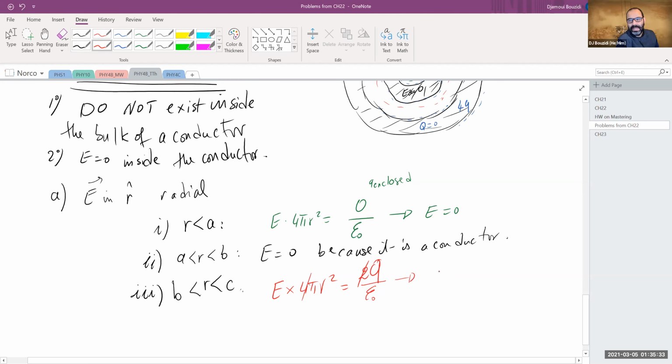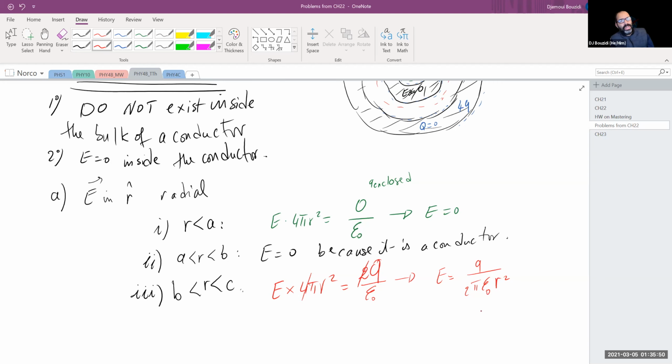that means the electric field in this case, E, is equal to Q over 2 pi epsilon naught divided by the distance squared. So this is how much electric field is inside that gap between the two shells, the inner shell and the outer shell. Okay? So we answered question 3, part 3 of question A.